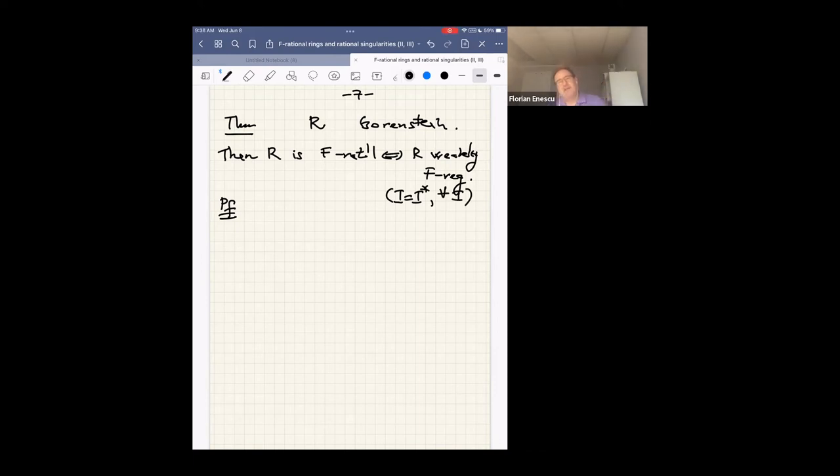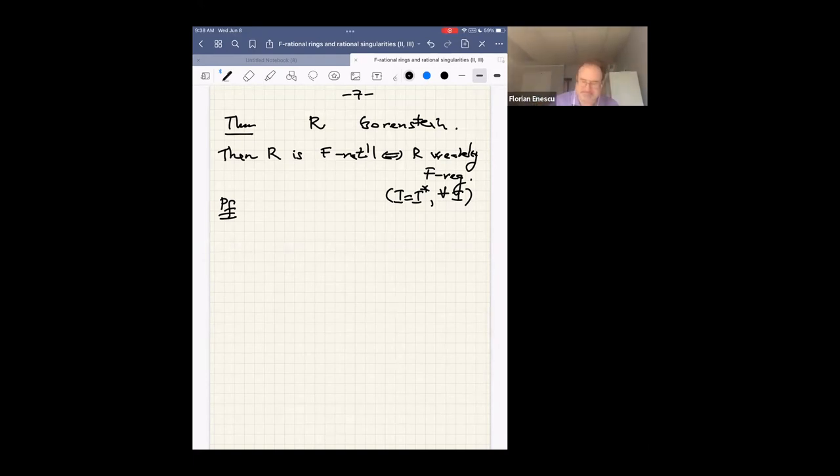Okay, the example that I worked with before, that hypersurface x squared plus y cubed plus z to the fifth, is a hypersurface, therefore a Gorenstein ring. So that type of ring is where a theorem like this would apply. We proved it's F-rational, therefore that ring is in fact weakly F-regular as soon as we see a proof of this theorem. Okay, so let's take a look, how does the proof go?